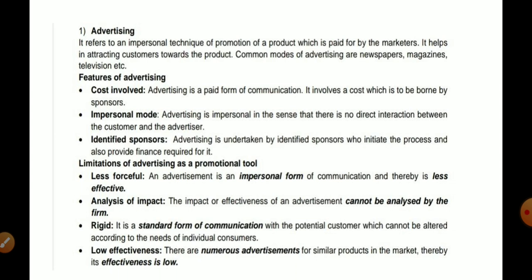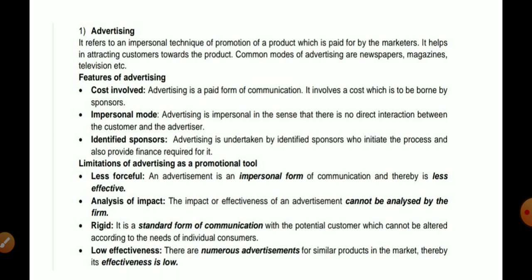The functions or features of advertisement are: cost involved, it involves higher cost which is borne by the sponsors. Impersonal mode, you have no direct contact with your customer. Identified sponsor, advertisement is undertaken by an identified sponsor who initiates the process and also provides the finance required for it.